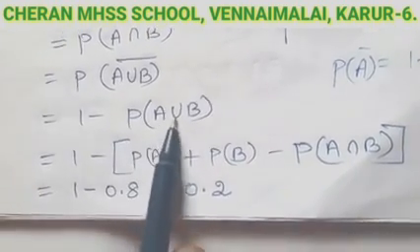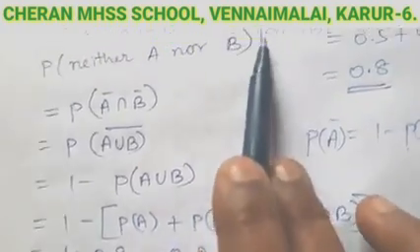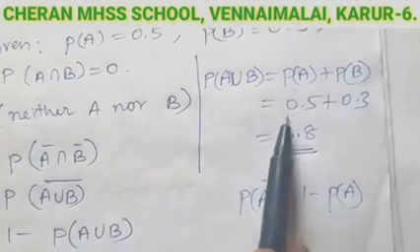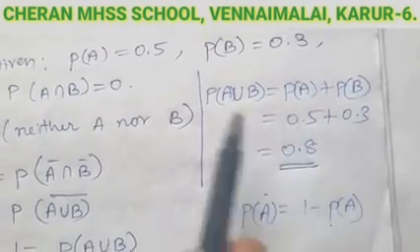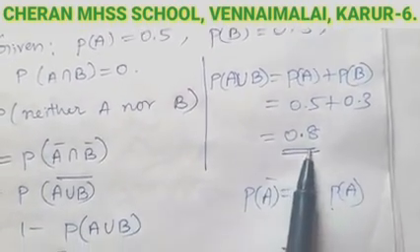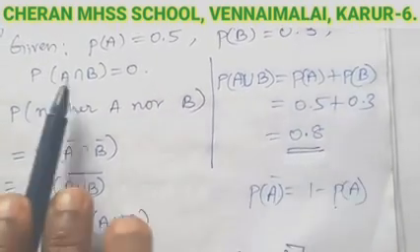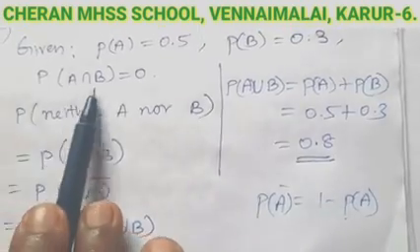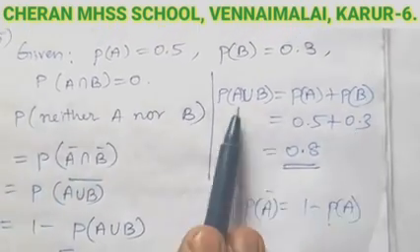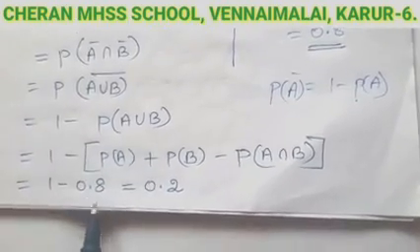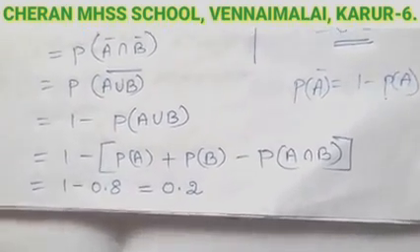Here P of A union B we have to find separately. P of A union B is equal to P of A plus P of B. So, we write both values and substitute, we add both and get 0.8. Here A and B are mutually exclusive events. Since they are mutually exclusive, A intersection B is 0. So, A union B is 0.8. So, we have substituted 0.8 and we get the answer 0.2.